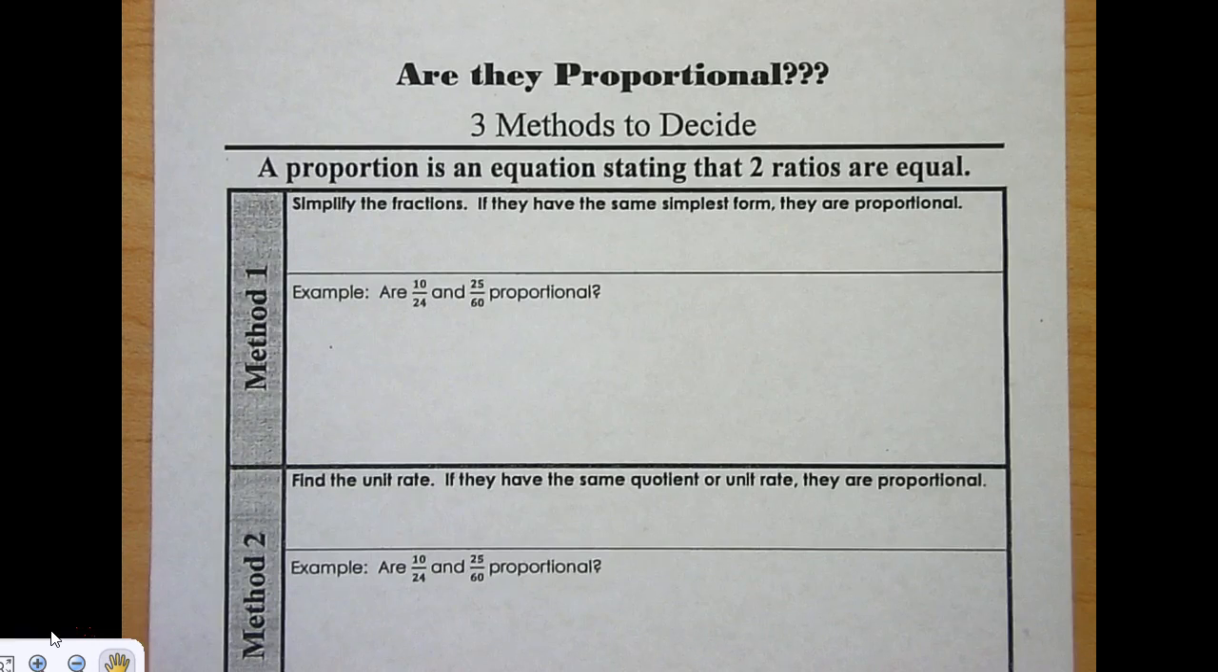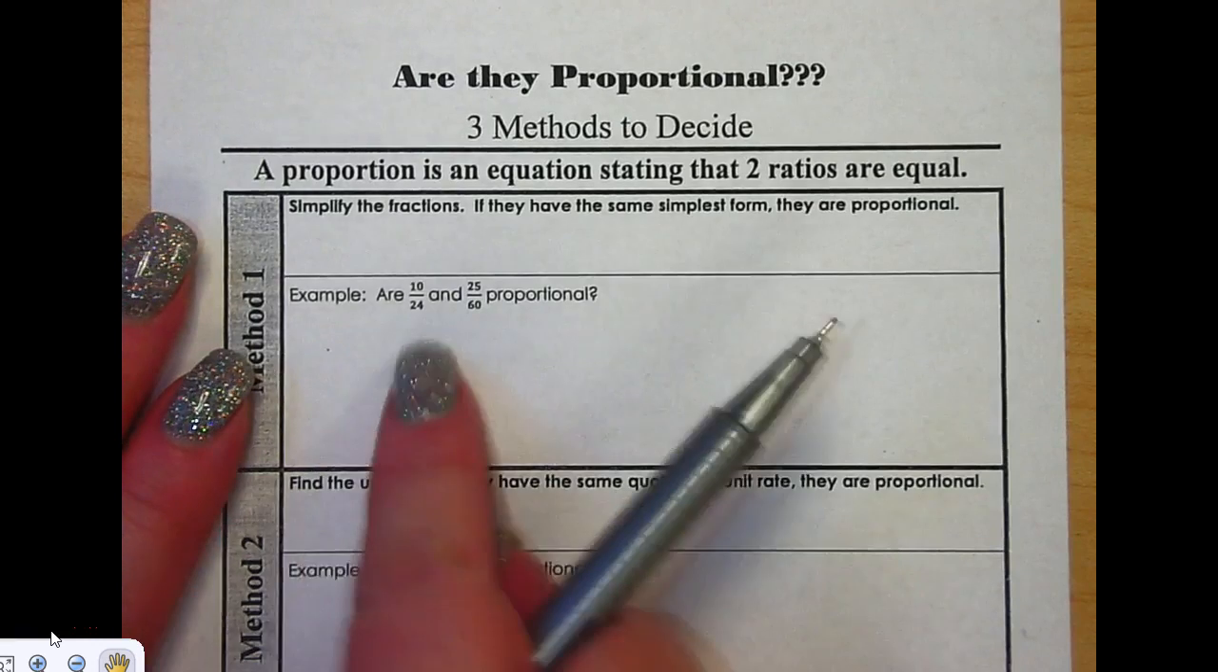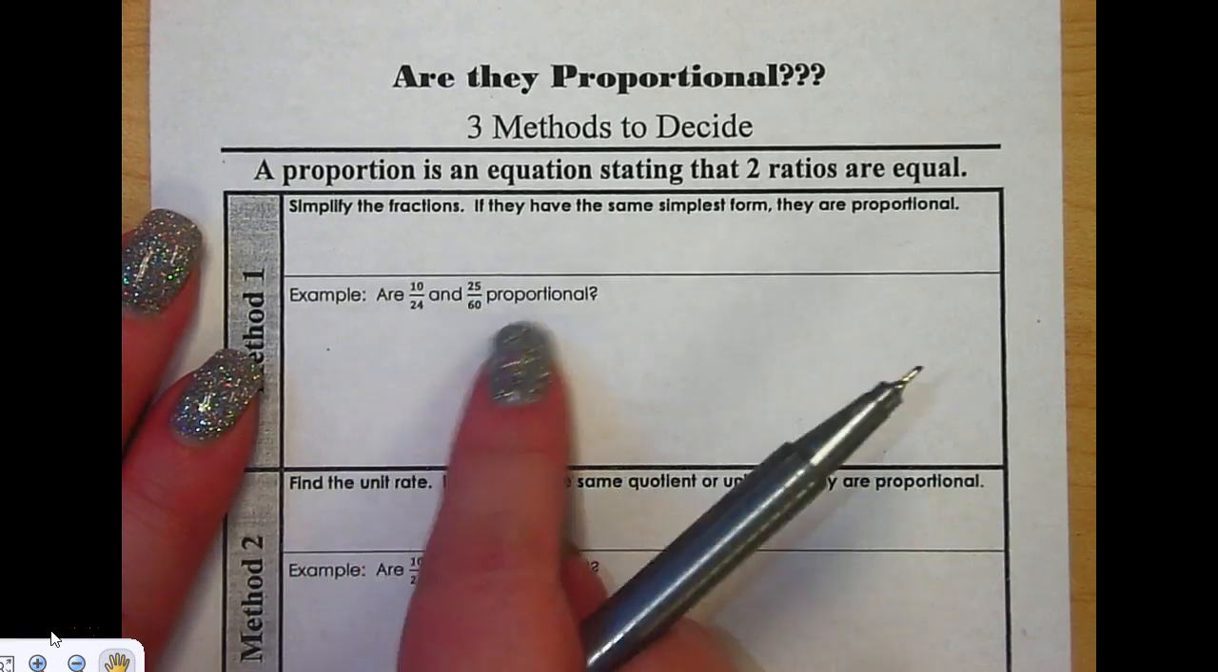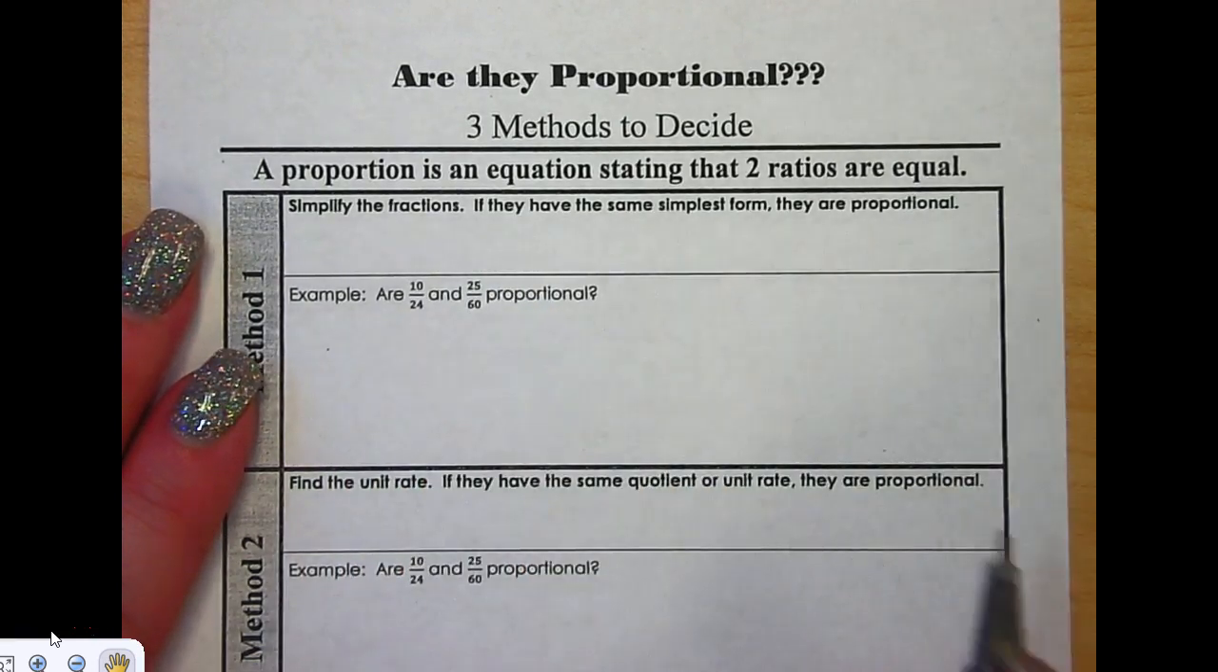There are three ways to decide. You can use any of these three ways. I'll tell you the one that is probably going to be the best to use. But method one is to simplify the fractions. If they have the same simplest form, then they are proportional. So let's simplify 10/24 and 25/60.